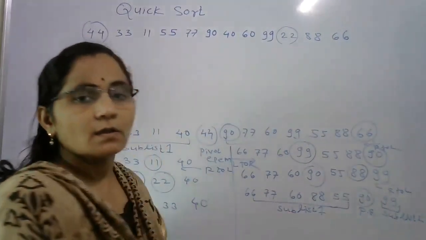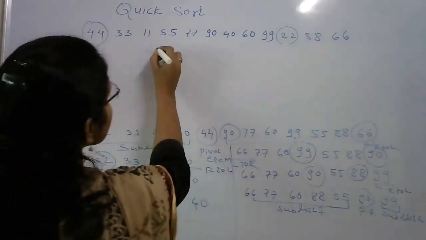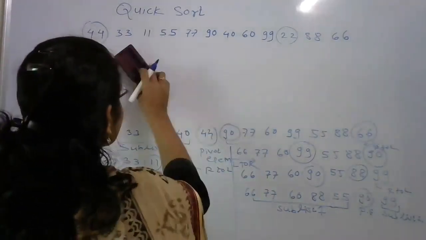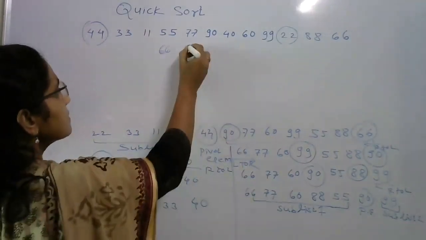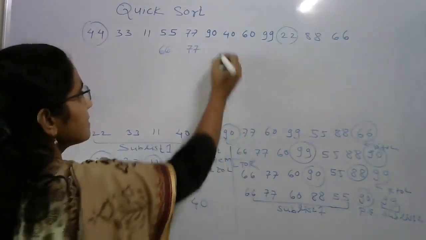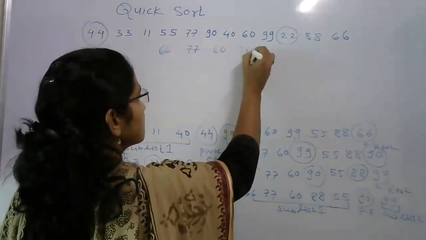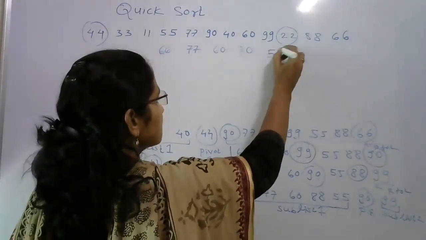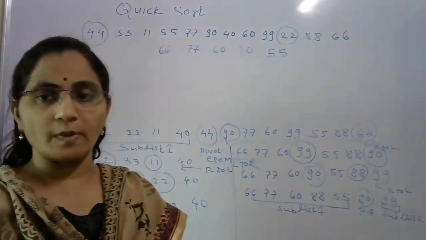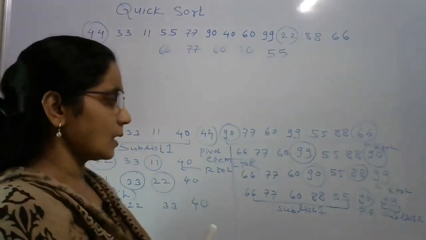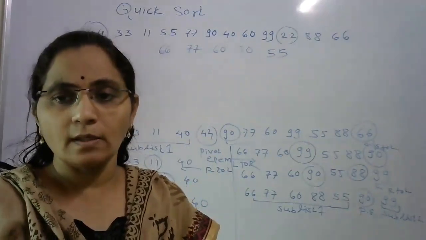And now I conquer, I solve the first sublist. So the first sublist is 66, then second is 77, then 60, then 88, then 55. Okay. So this is again a small subproblem, and now you have to conquer this subproblem again. You have to solve this problem again to get the sorted list.